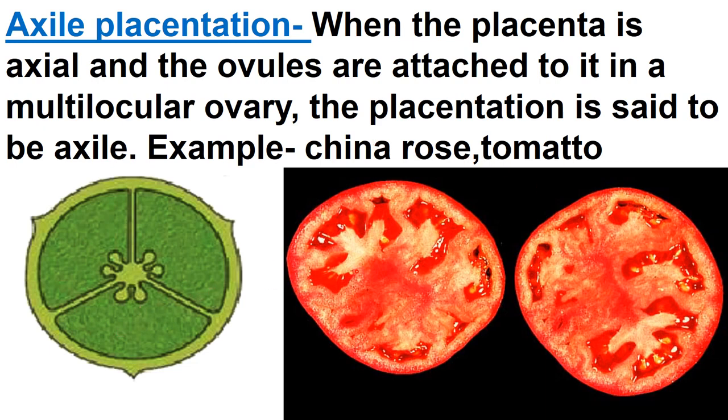Here you can see in the tomato, this is a multilocular ovary. When you cut a tomato like this, these locules can be seen. So this is a multilocular ovary, and in the central position this is the placenta, and these different ovules, the tomato seeds, are attached to the central placenta.